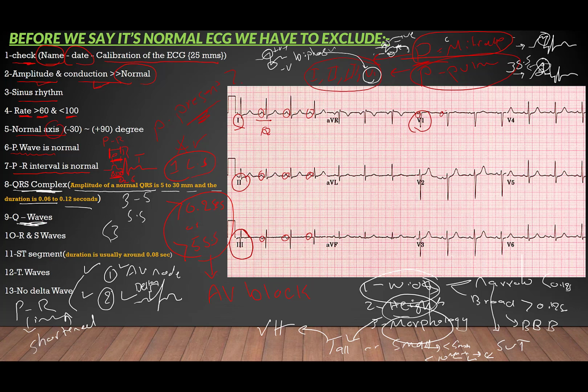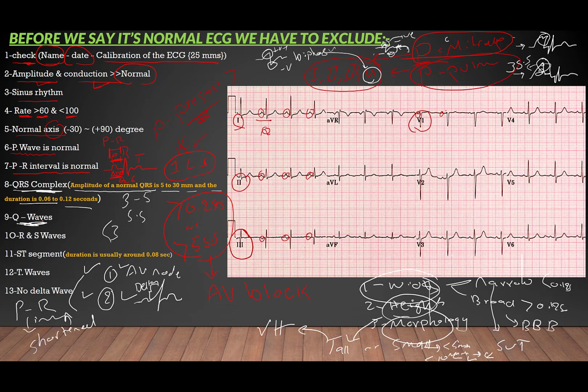So here we have the Q wave. An isolated Q wave can be normal. A pathological Q wave is more than 25% the size of the R wave that follows it, or more than 2 millimeter in height and more than 40 milliseconds in width. This is called Q wave pathology.